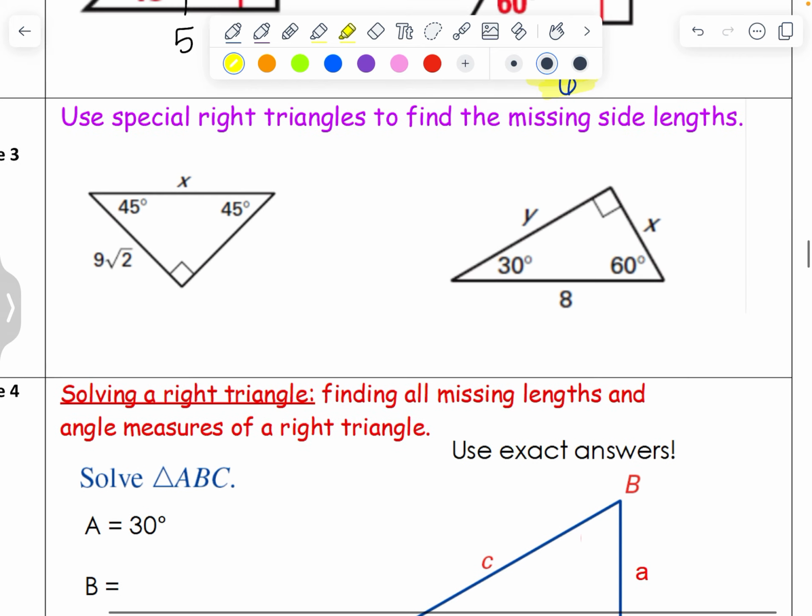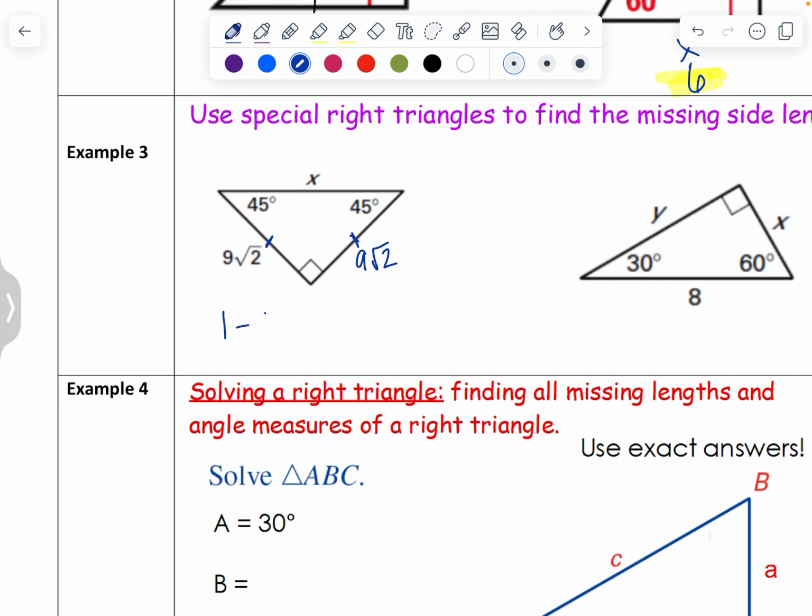Okay, to do a couple more of these, we have a 45, 45, 90. It's kind of tipped a funny way, but this is my hypotenuse. So these sides are congruent. So this would also be 9 square roots of 2. And your ratio is 1, 1, square root of 2, which means if your side length is 9 square roots of 2, then this side is also 9 square roots of 2.